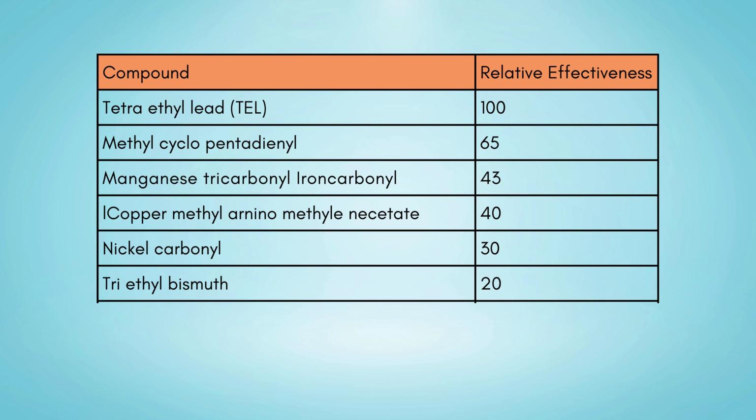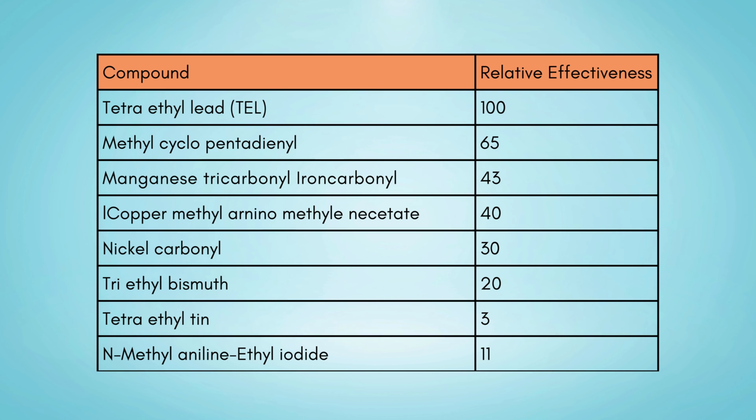The following are anti-knock agents and their effectiveness, which help to reduce the detonation and knocking. The first is triethyl lead, with an effectiveness of 100%. Methyl cyclopentadienyl manganese tricarbonyl has an effectiveness of 65. Manganese tricarbonyl has an effectiveness of 43.